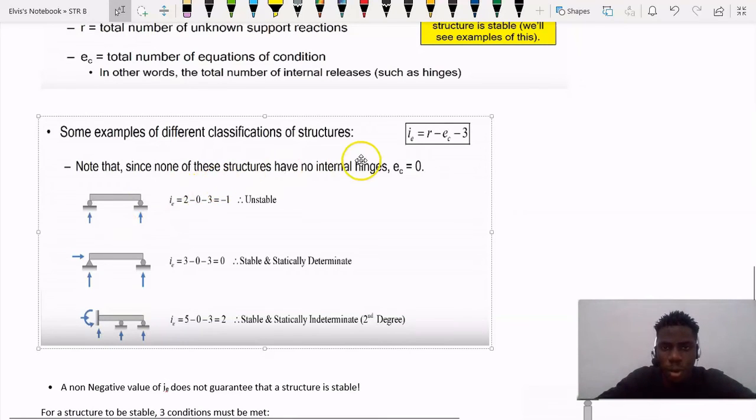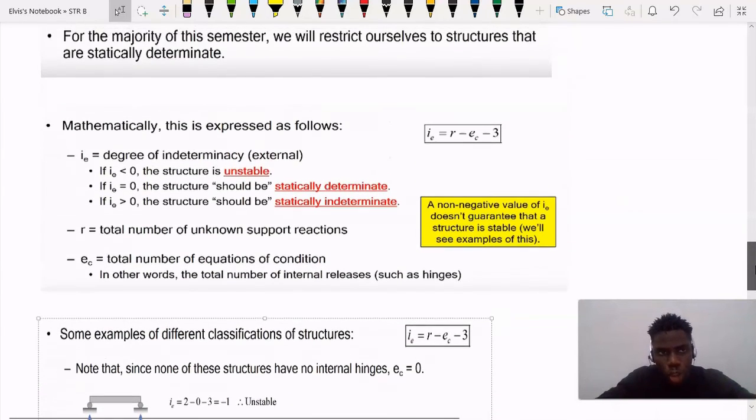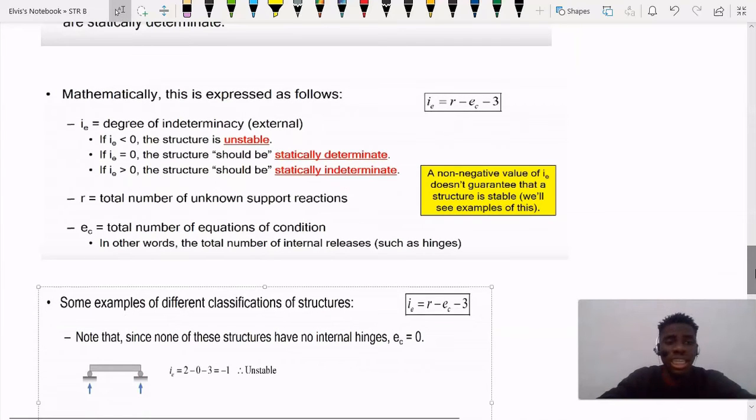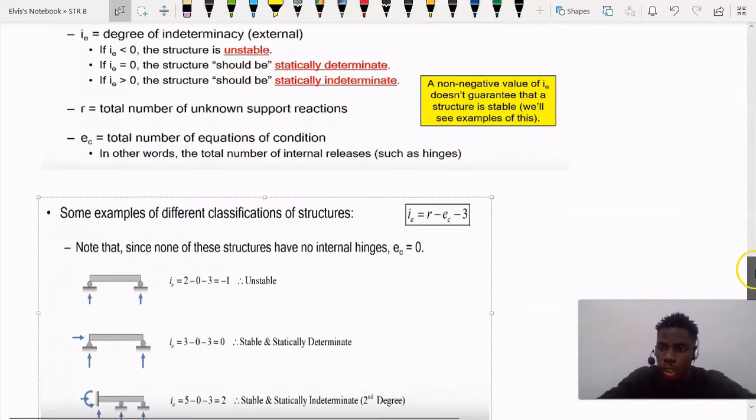Because if you take a look at the formula, I sub E is equal to R. What is R, guys? R is equal to the number of unknown forces. As you can see, we're having 2 unknown forces, right? So this is going to be 2, minus E sub C. E sub C is equal to the internal hinges, but we don't have any internal hinges, so this is equal to 0. Then minus 3, which is the equations of equilibrium. So 2 minus 0 minus 3 is going to give us minus 1. Like I said, whenever we have I sub E lesser than 0, this is what we know as an unstable structure, okay? So this is going to be unstable.